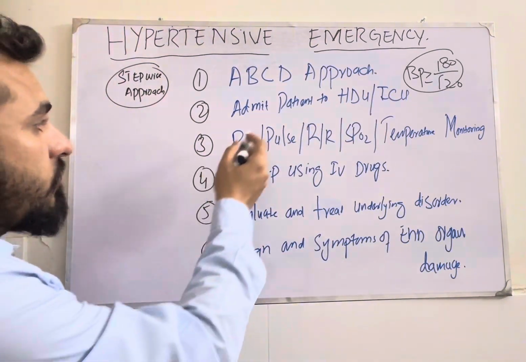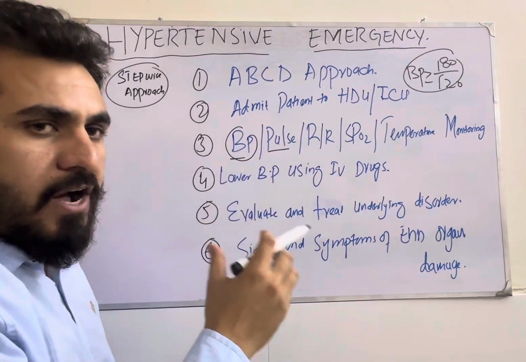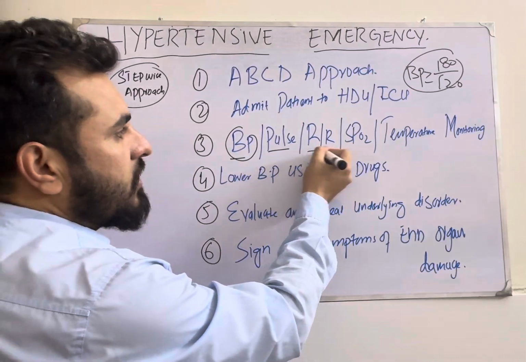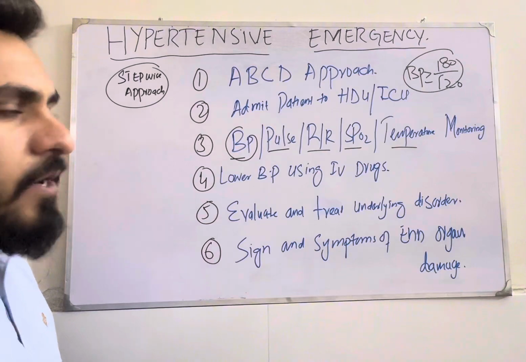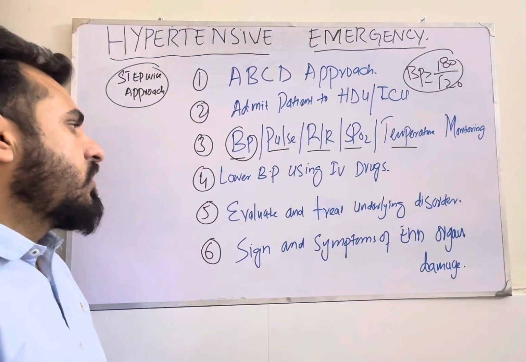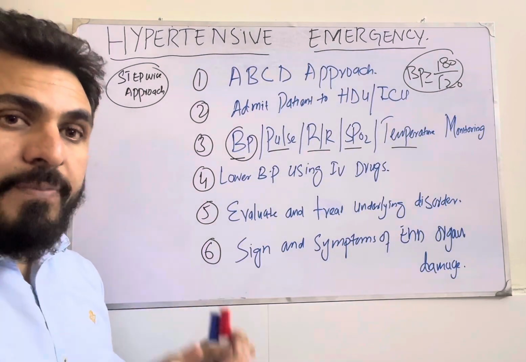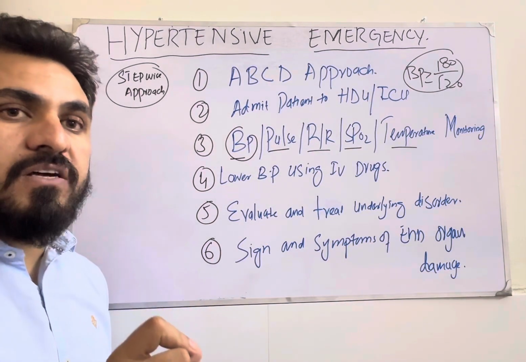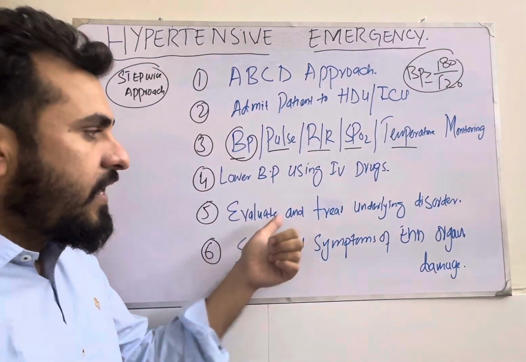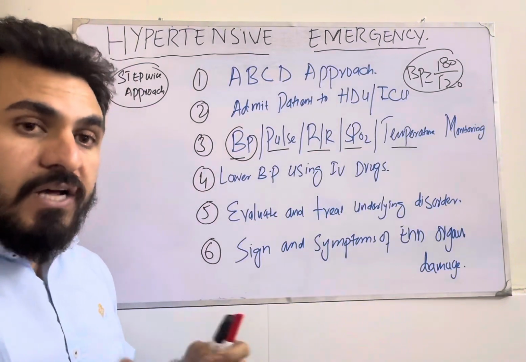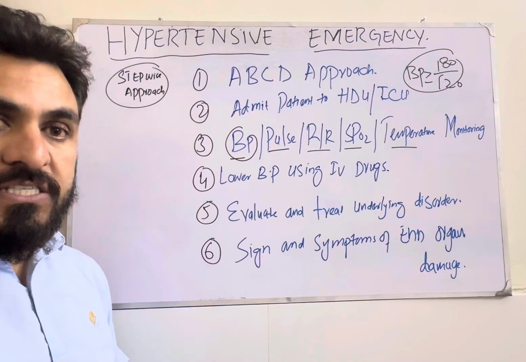The third step is, once you admit the patient, you will check his BP regularly, keep an eye on the pulse pressure, and check the respiratory rate, oxygen saturation, and temperature once you admit the patient into ICU or HDU. The fourth step is to lower the BP using IV drugs. And the fifth step is to evaluate and treat the underlying disorder. What are the underlying diseases or disorders which can lead this patient to a hypertensive emergency?